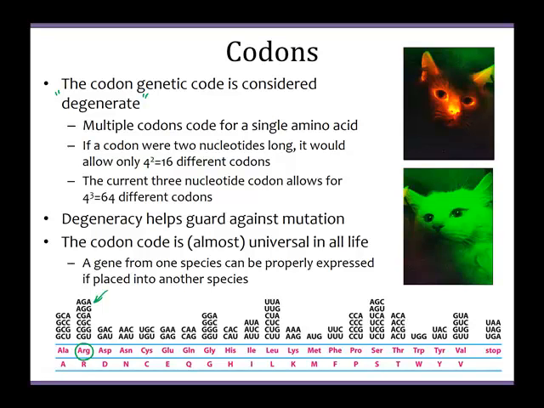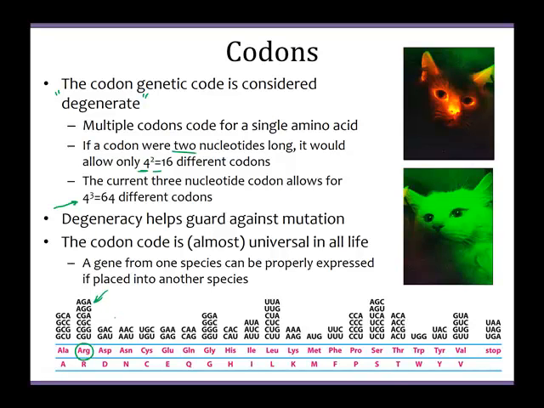The reason we have 64 different codons is that there are 4 possible nucleotides, A, U, C, G, and 3 nucleotides in a codon. 4 to the third equals 64. If a codon were only 2 nucleotides long, it'd be 4 squared, which equals 16. That wouldn't work, because we have 20 amino acids. But it does mean we have to double up, or triple up, or quadruple up, or even sextuple up on codons for each amino acid. We call this degeneracy.